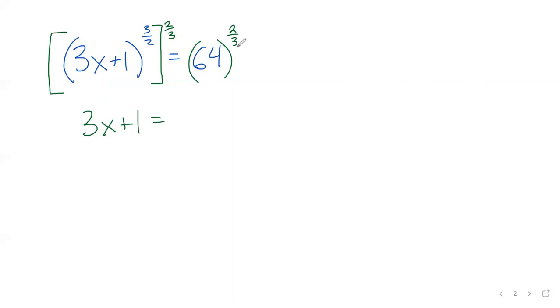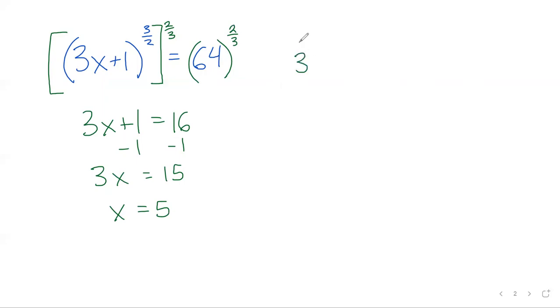So the cube root of 64 is 4. That squared is 16. Subtract 1 from both sides, and divide by 3. And again, this one should be fine, but we'll check, because anytime we have this type of equation, we check for extraneous answers just as a habit every time.